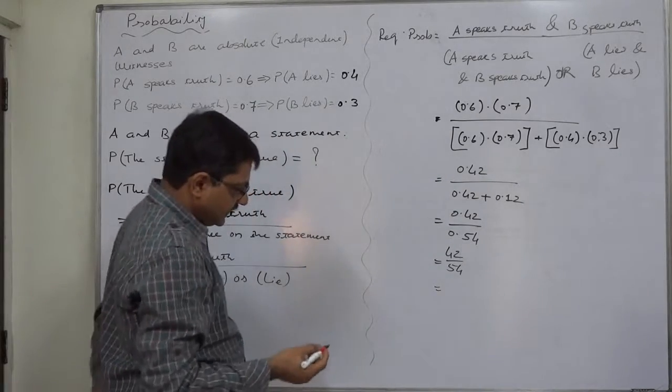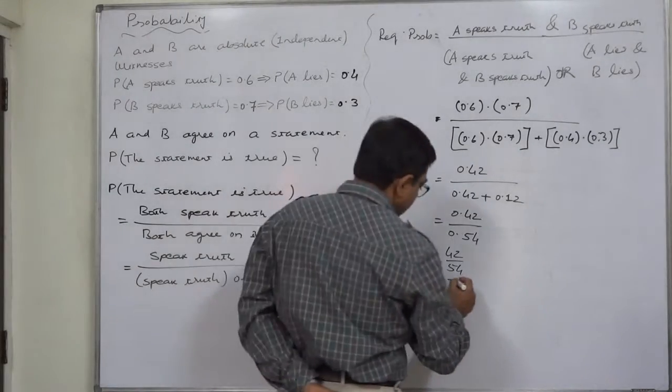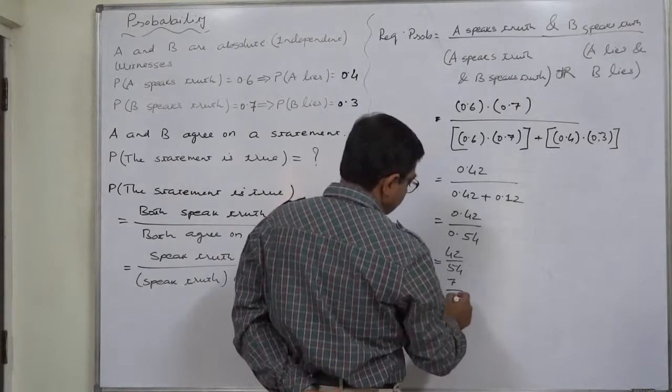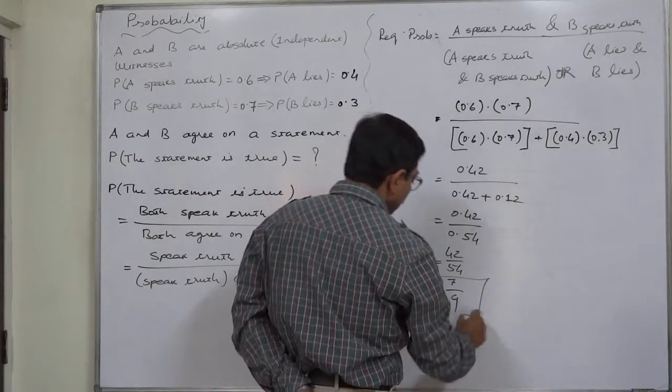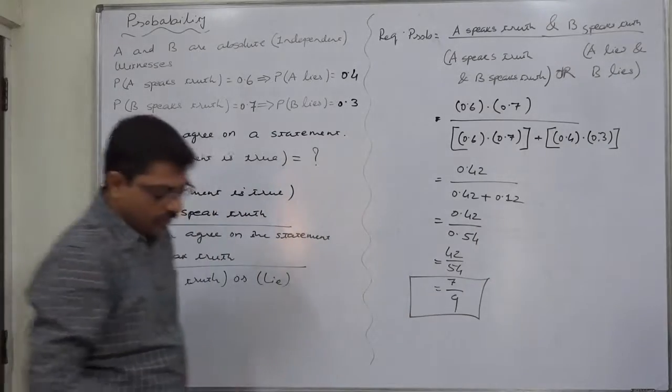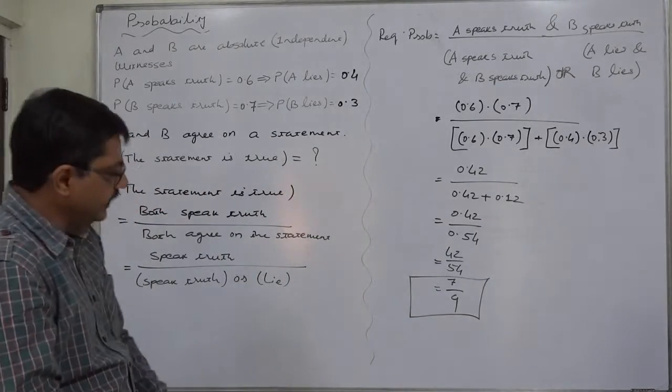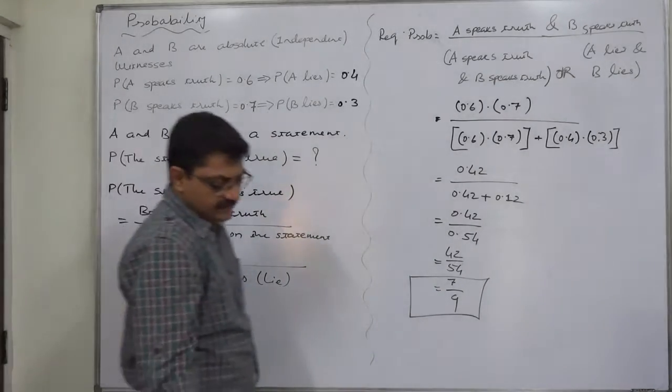Yes, 6 is the common factor. 6 sevens are 42, 6 nines are 54. So the probability that the statement is true comes to 7 by 9.